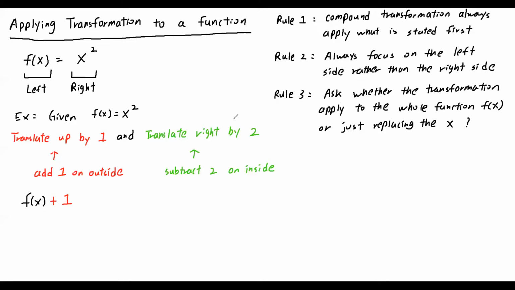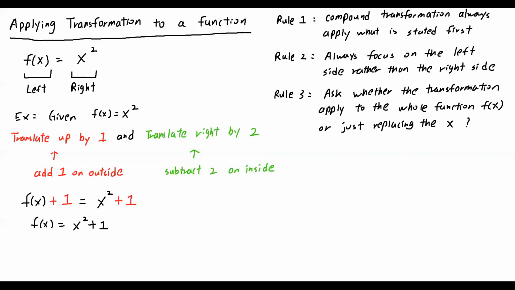And now if we examine it closely, this notation f of x plus 1 is telling us the whole function f of x needs to add 1, which our f of x is the same as x squared, so our x squared needs to add 1. So now let's rewrite our equation back to our f of x. So we will have f of x is equal to x squared plus 1.